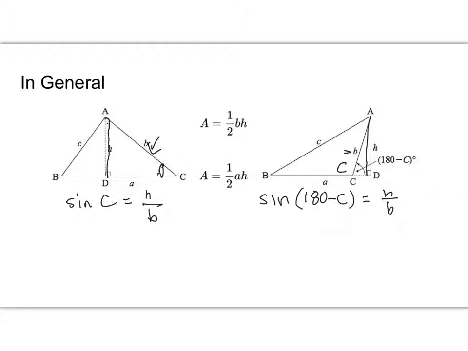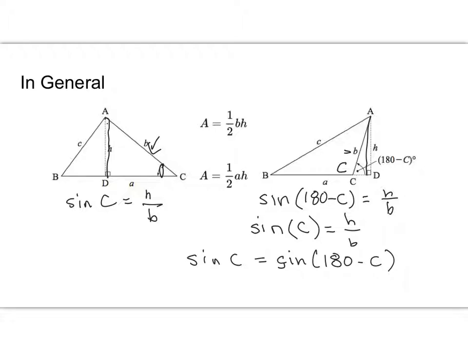Hey, wait a minute. Why don't you just try C and see what happens? You'll notice, if you just pick any random value for C, that the sine of C is equal to the sine of 180 minus C. Why does that happen?